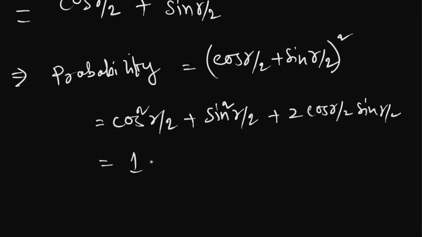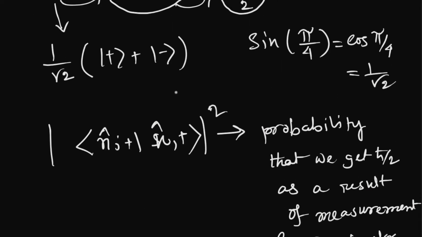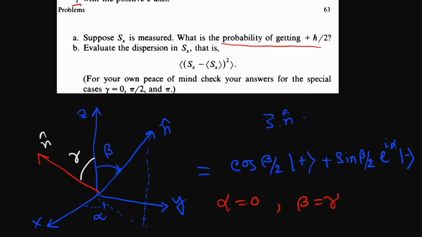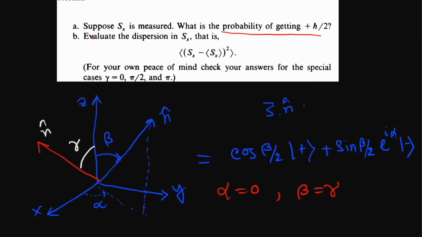That is 1 plus sine gamma. This is the probability of measuring h cut by 2 if we measure with the operator Sx. So we have done the first question. Now evaluate the dispersion. That means this relation.